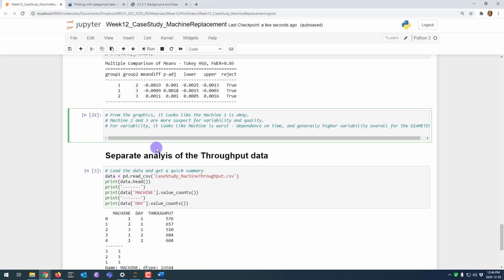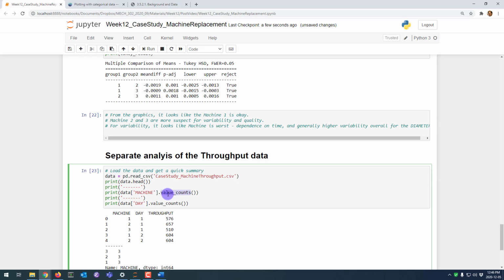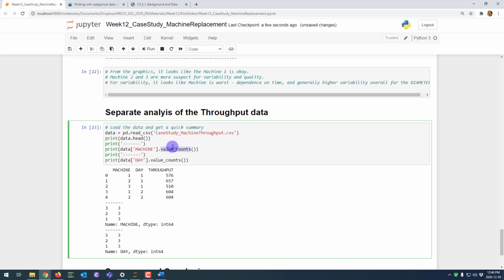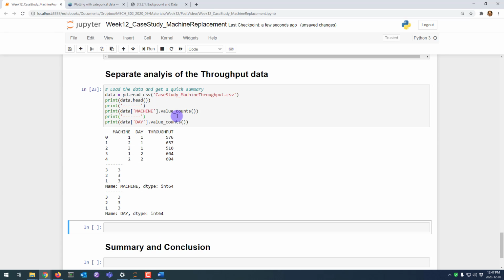In this second video, the separate data we have is also the throughput data. So we're going to do a quick read of that and then also do the value counts. Here the value counts are going to be smaller because we had 3 machines and 3 days. So basically, for each machine, we have 3 days of measurements. For each day, day 1, 2, and 3, we have 3 measurements, 1 per machine. So let's do the same kind of analysis we did before.